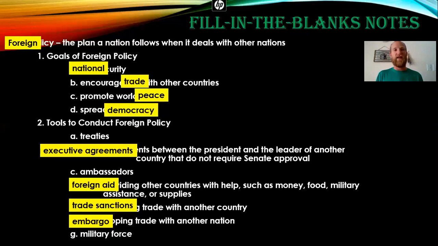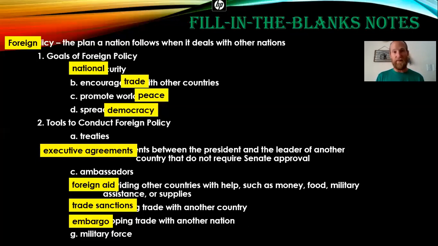The last resort on our list of tools of foreign policy is military force. Obviously, this is not what we want to do. We do not want to declare war or attack another country. We do not want to intervene and cause conflict. However, it is a tool of foreign policy. If we view another country as a threat to ourselves or to our allies, or if we view it as a threat to world peace, our national security, any of our goals of foreign policy, we always have that option to use military force.